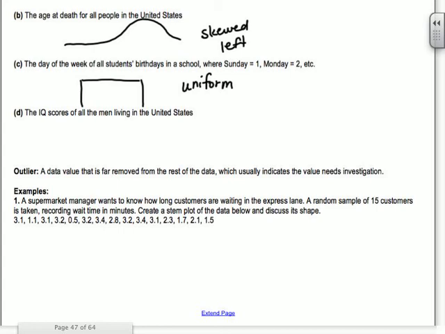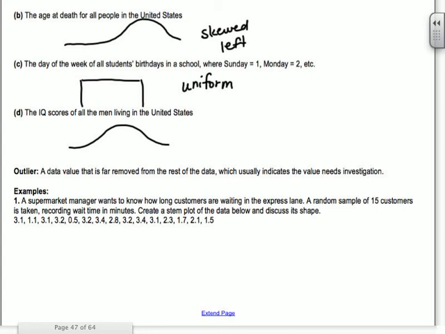Okay, the IQ scores of all the men living in the United States. Symmetric, right? So what's it going to look like? Yeah, it's probably going to look like that bell curve. So there's going to be a lot of average people. And then some people on the right are geniuses, right? Super smart. And then some people on the left, not so much. So it's kind of in the middle as the average.